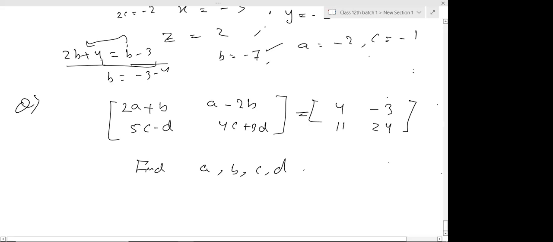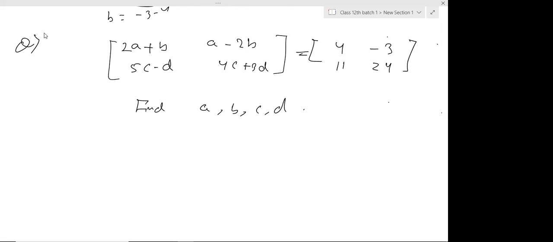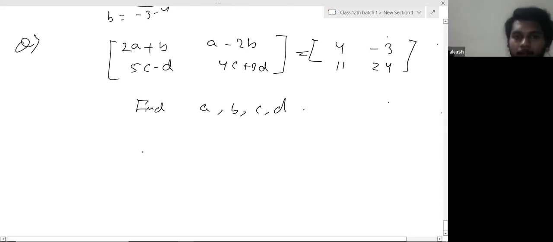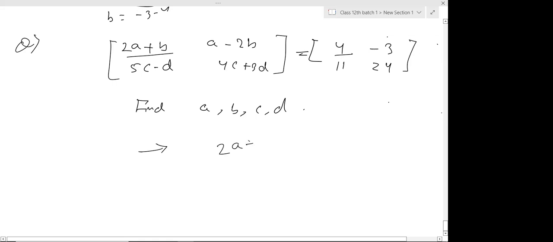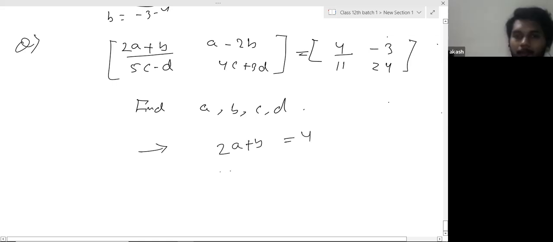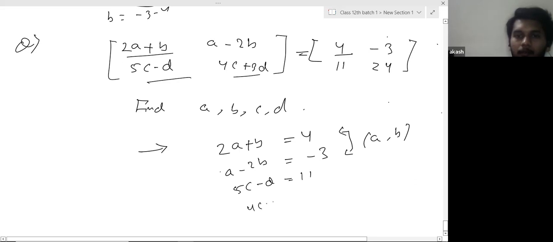See, what we can do here is compare the elements, right? This must be equal to 4, Shikhani, right? Yes. So write it down. 2a plus b must be equal to 4. a minus 2b must be equal to minus 3. Now you can solve these two equations to find a and b. Same for these two elements. 5c minus d is equal to 11. 4c plus 3d equals 24. Solve these two equations and you'll get c and d.